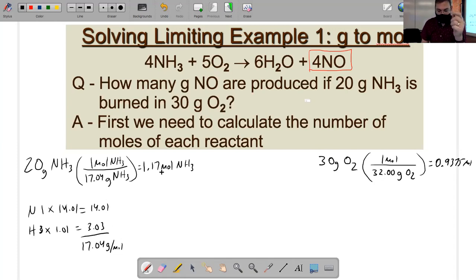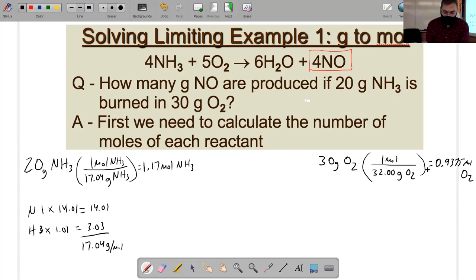But here's what you want to do. You want to convert each of these quantities for the reactants, moles of ammonia and moles of oxygen, into the number of moles of NO that you would get. Whenever you're working with integer quantities, like numbers of pedals for a tricycle or number of slices of cheese, they're nice whole number quantities. Oftentimes with chemicals, these quantities aren't nice whole numbers. 1.17, 0.9375, they're not whole numbers.